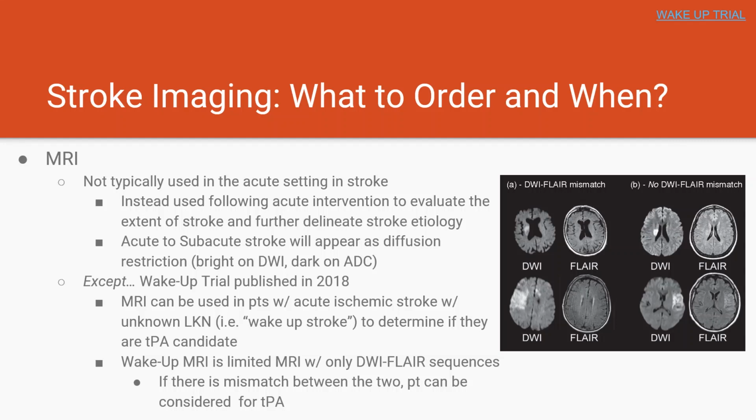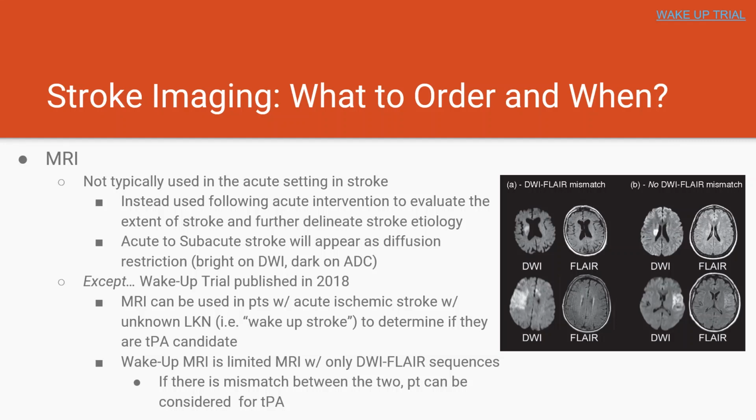and this demonstrates that MRI can be used in patients with unknown last known normal time, such as patients who woke up with stroke symptoms. This is done by performing a rapid MRI with only two sequences, so DWI and T2 FLAIR. And as I said, DWI will become white in acute stroke almost immediately, while T2 FLAIR will take about 5 or 6 hours to turn white.